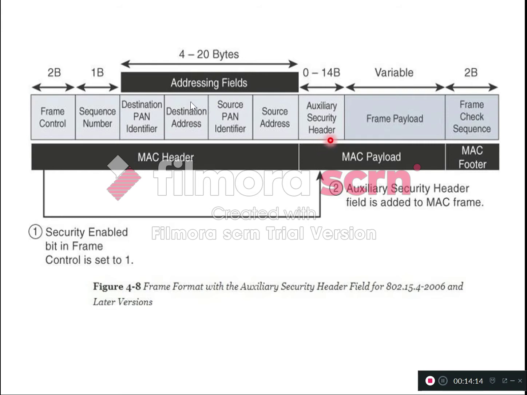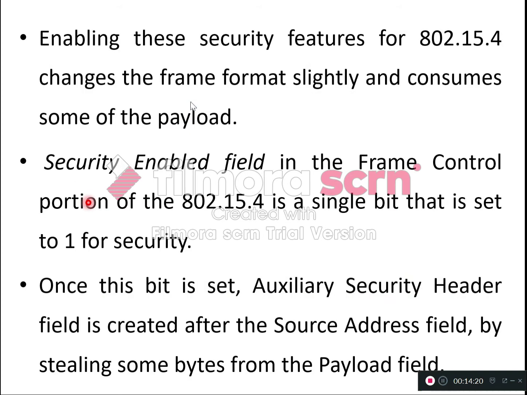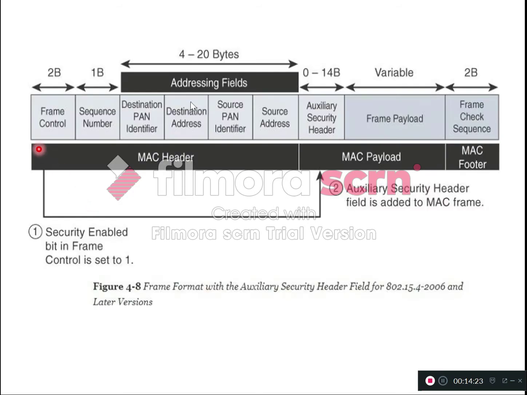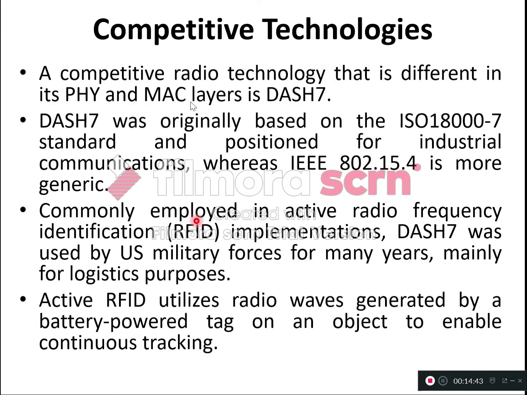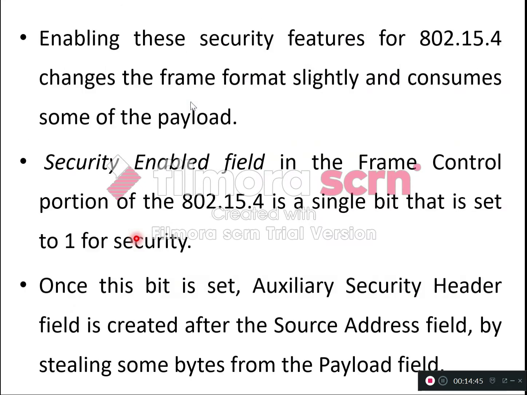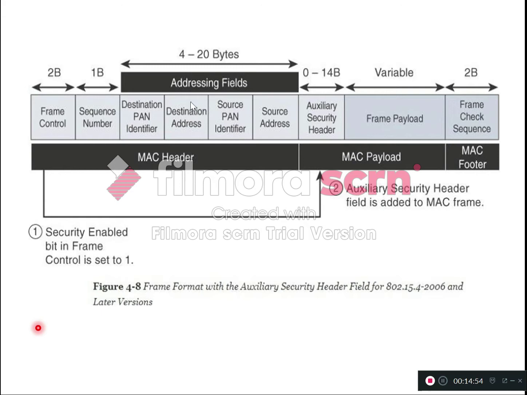So when will it be framed? What bit is that? That is the security enabled field which is present in the frame control. If it is set to 1, that means we have enabled the security. When it is set to 1, an additional field called the auxiliary security header will be framed by taking some of the space in the MAC payload. Once this bit is set, the auxiliary security header is created.